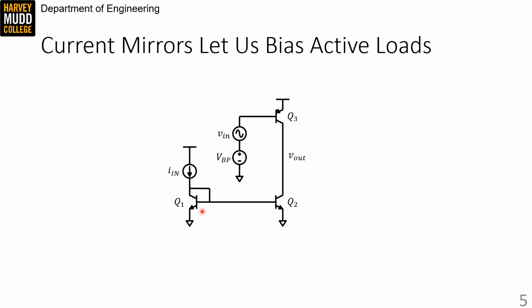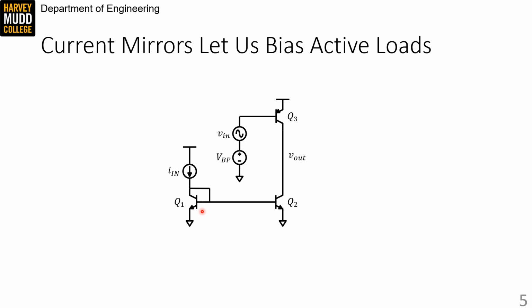We still need to get VBP right for this circuit to work. But we don't also have a sensitive bias voltage on the base of Q2. And further, it turns out that current mirrors can help us bias Q3 as well, and we'll see more on that later.